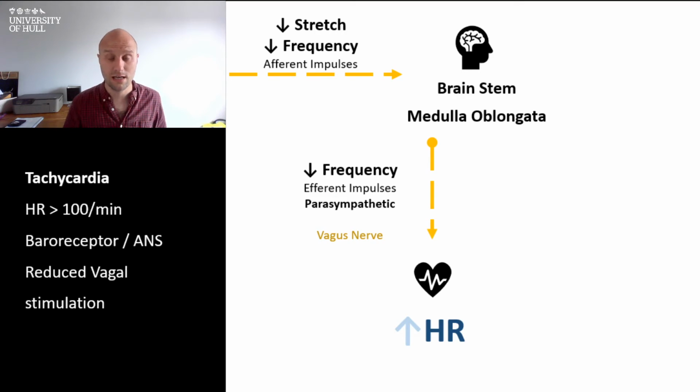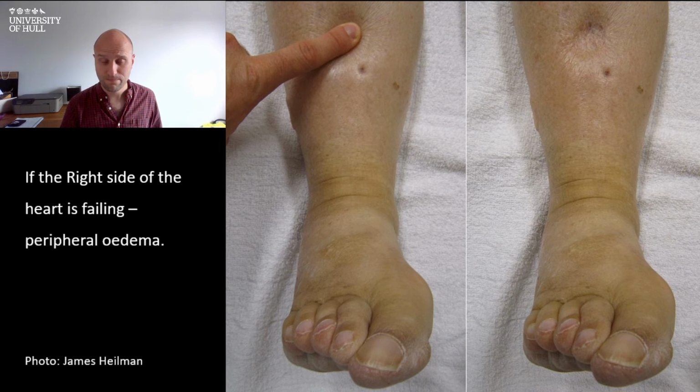We will see a tachycardia, and this will be baroreceptor autonomic mediated. So there will be a decrease in frequency of efferent parasympathetic impulses, which would ordinarily slow down the heart rate. So we see a decrease in those impulses, so the heart rate will go faster.